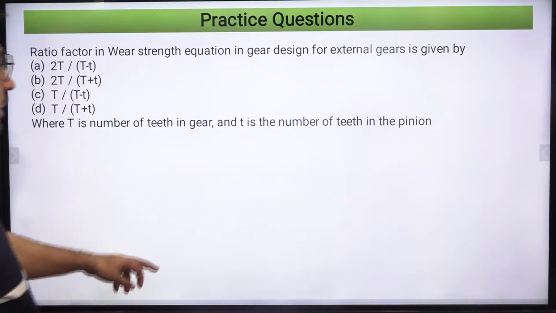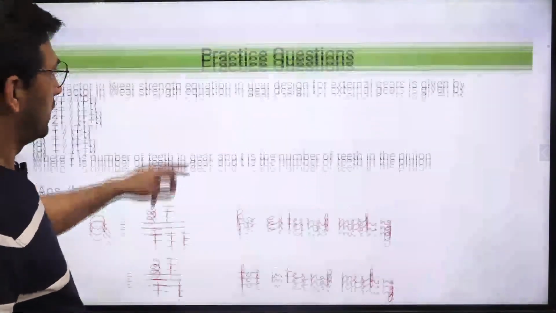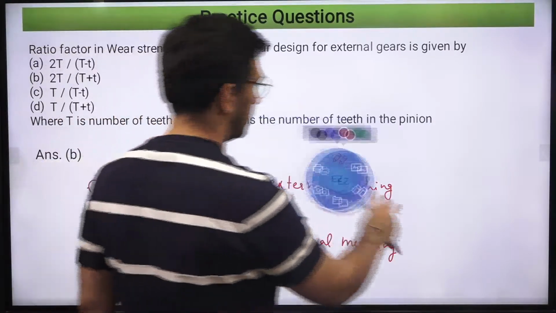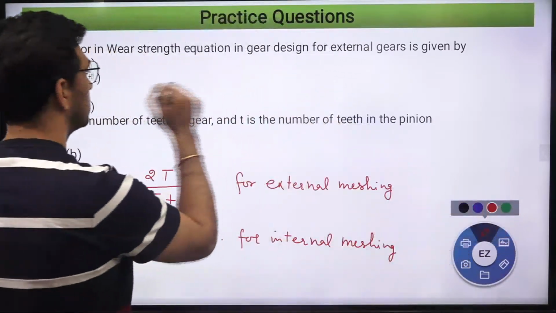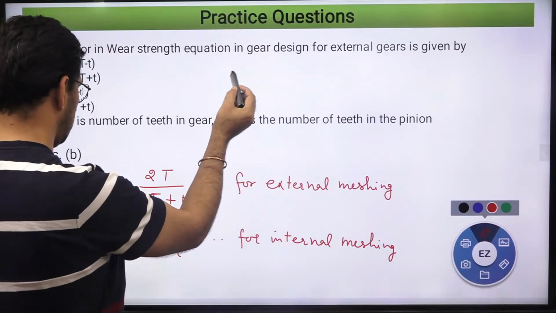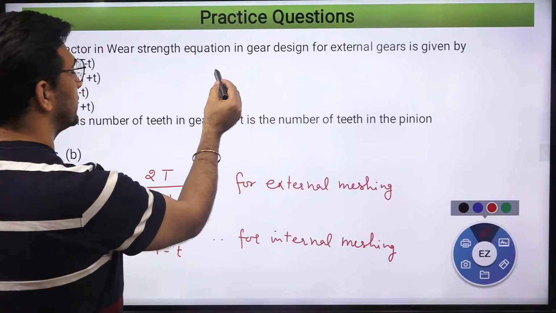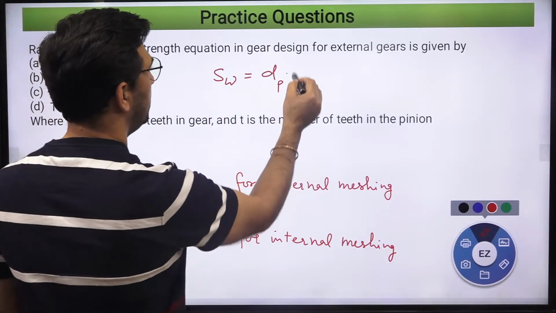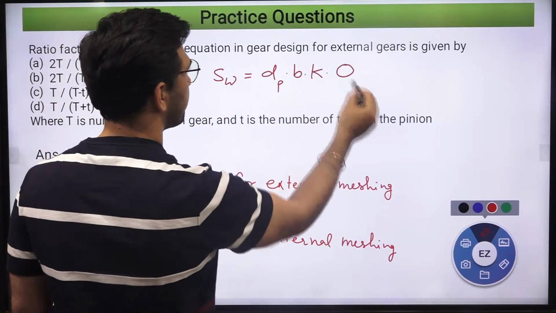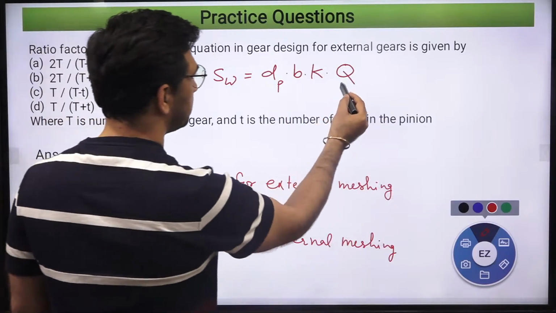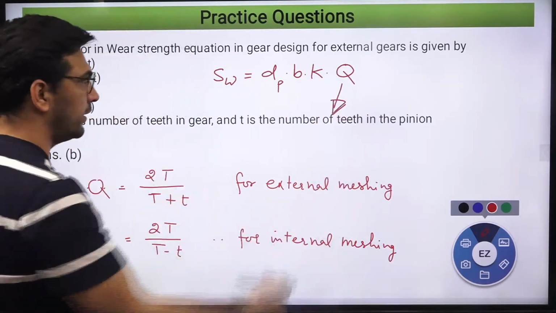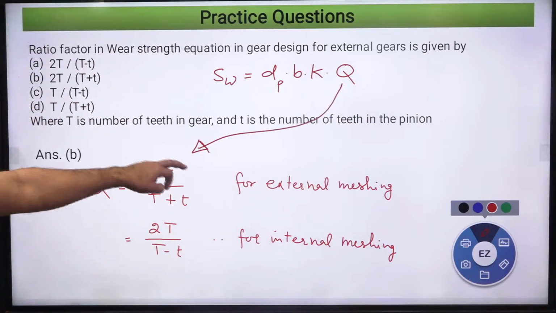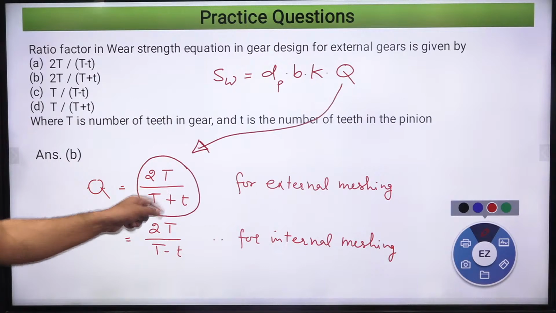Again, in this equation, what was that? Weir strength, you are having d P B K Q. This Q, we call it a ratio factor, and this value is given this way. So it will be 2T divided by T plus T.